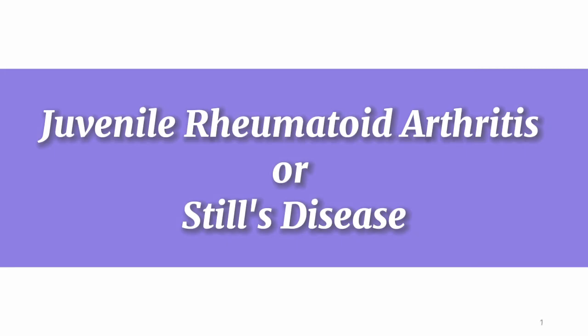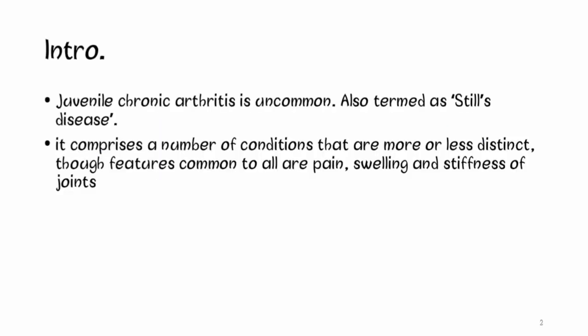In this video, we are going to discuss Juvenile Rheumatoid Arthritis, or Still's disease. Now, JRA, or Juvenile Rheumatoid Arthritis, is also known as JIA, that is Juvenile Idiopathic Arthritis, and is basically a chronic autoimmune disorder that primarily affects children and adolescents. It is characterized by persistent joint inflammation which leads to swelling, pain and stiffness.